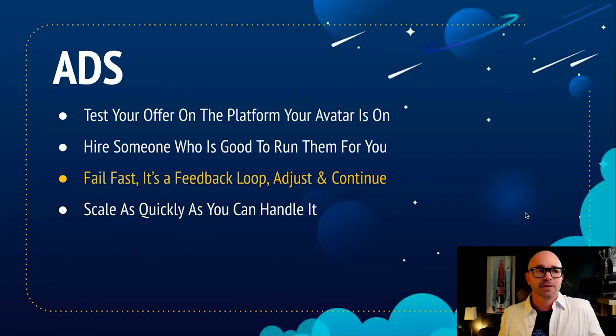Ads is basically, if you have more money than time, run ads. If you have more time than money, do not run ads. But when you do run ads, you want to fail fast. This is a feedback loop. You want to fail fast, adjust, and continue to scale that.